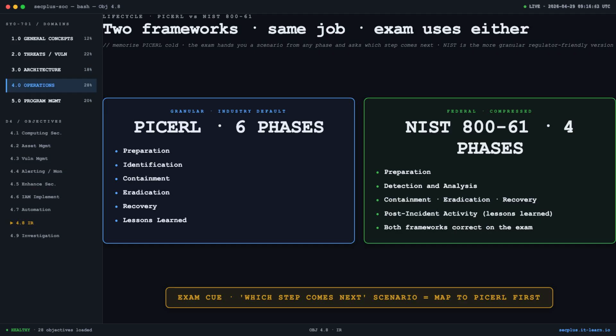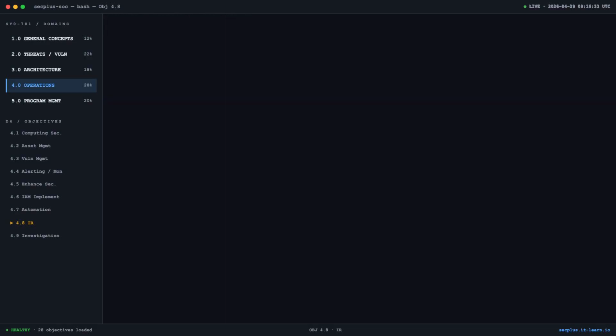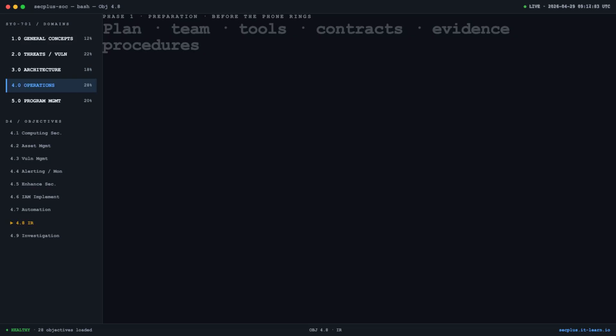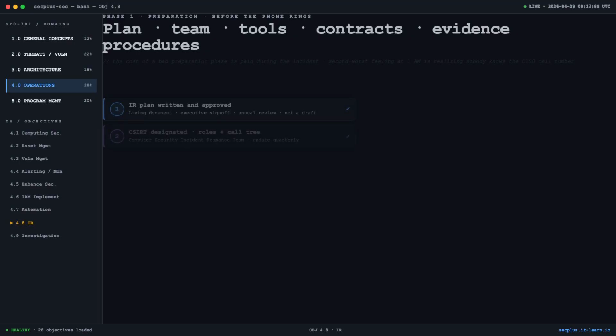Phase 1. Preparation. Everything you do before the incident happens. The IR plan, written and approved. The CSIRT, Computer Security Incident Response Team, designated with defined roles and call trees. Incident Severity Classification, P1 critical through P4 informational, with response times tied to each tier. Communication plan, who to notify and when. Legal, HR, executives, law enforcement, regulators, public relations, customers if disclosure is required.